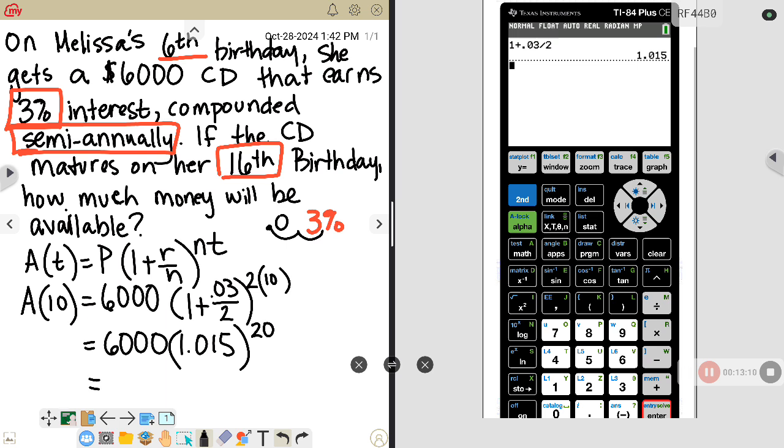So I have 6,000 times 1.015, close, go into my exponent, and my exponent is 20. And on this one, I'm asked to round to the nearest cent. So I'm going to have $8,081. Cent means 2 places after the decimal. Since it's 0.130, I do not need to round up the 13 cents.